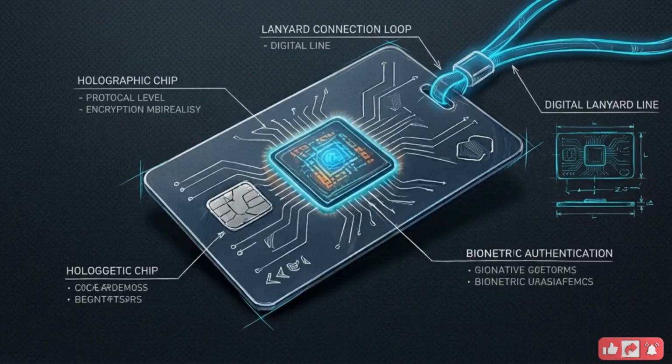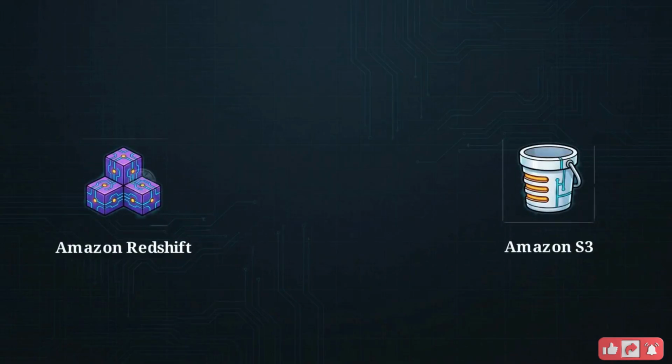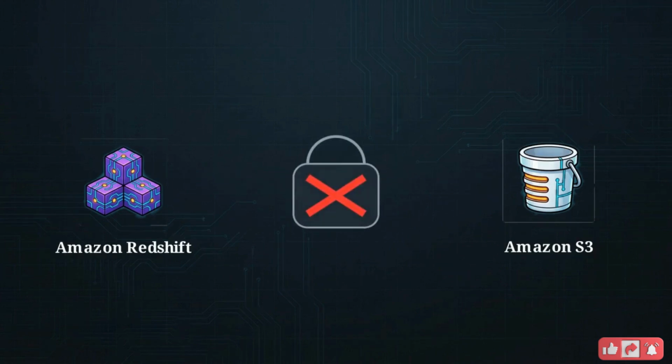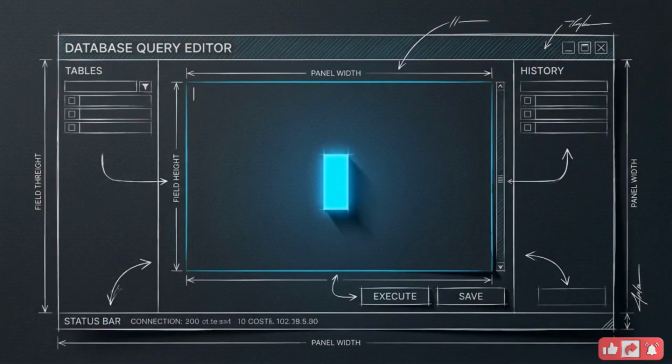Think of this IAM role as a secure ID badge. Redshift presents it to S3, proving it has authorization to access and pull those CSV files. Without this specific identity bridge in place, your data warehouse remains isolated from your storage, even if every other configuration is set correctly. With the infrastructure running, open Query Editor v2.